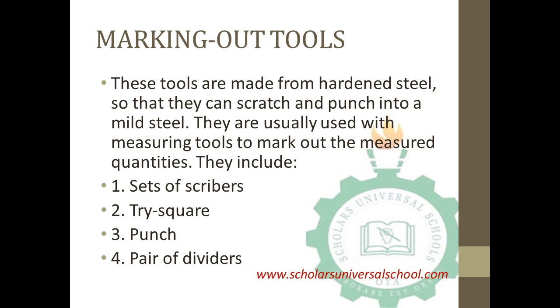The next category we'll be discussing is the marking out tools. These tools are made from hardened steel so that they can scratch and punch into mild steel. They are usually used with measuring tools to mark out the measured quantities. That is, after you have measured on a metal, these tools are what we use to mark the points, from the point you started from to where you want to end, a point you need to dot, a point you need to punch. These tools are used in carrying those actions out, and they include set of scribers, tri-square, punches, and pair of dividers.